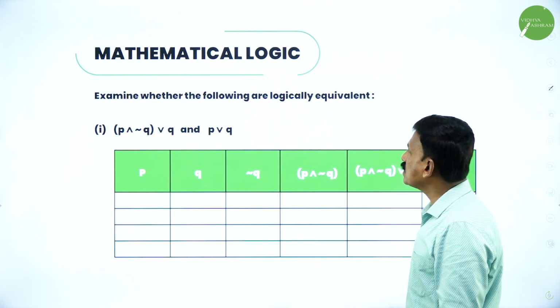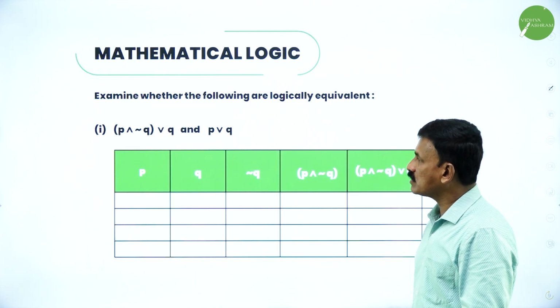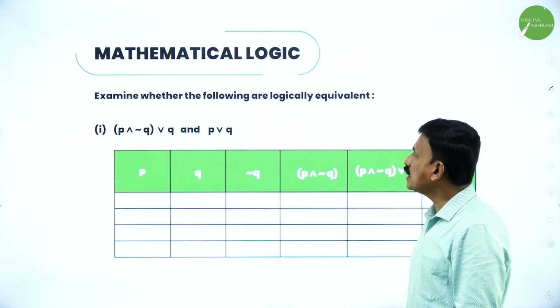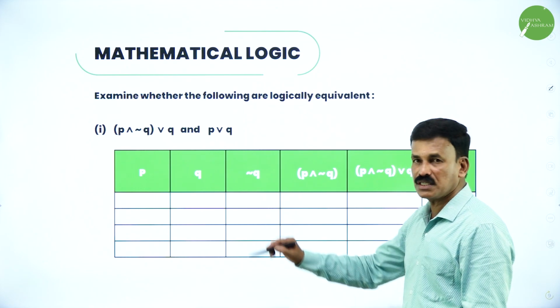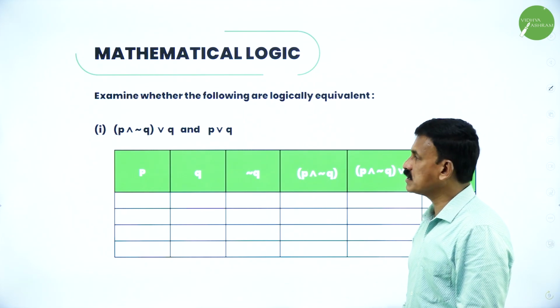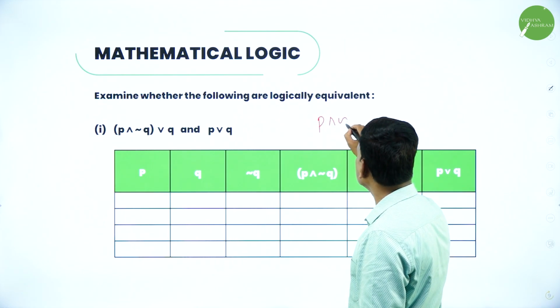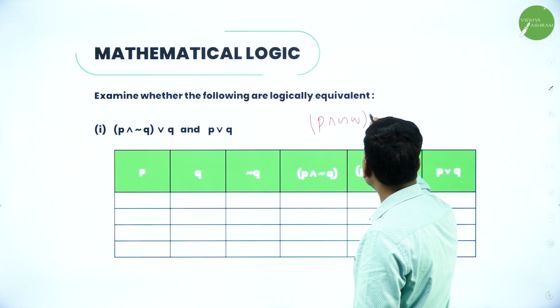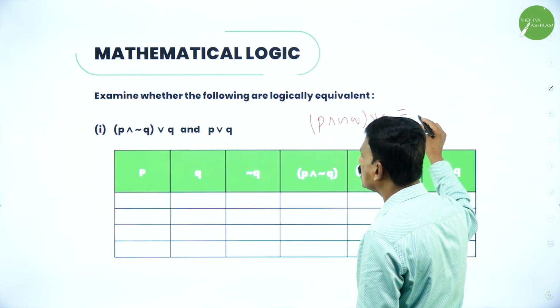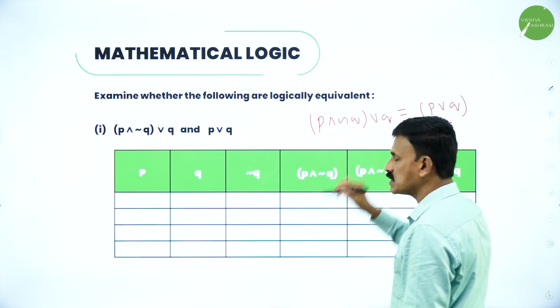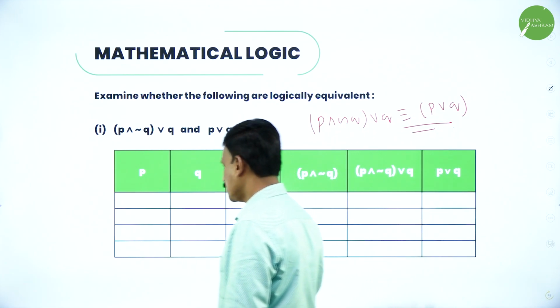Now, examine whether the following are logically equivalent or not. P conjunction negation Q disjunction Q and P disjunction Q. So, whether these two are logically equivalent or not. So, what is to verify? To prove that P conjunction negation Q disjunction Q is logically equivalent to P disjunction Q. We have to verify this. Now, write the truth table.